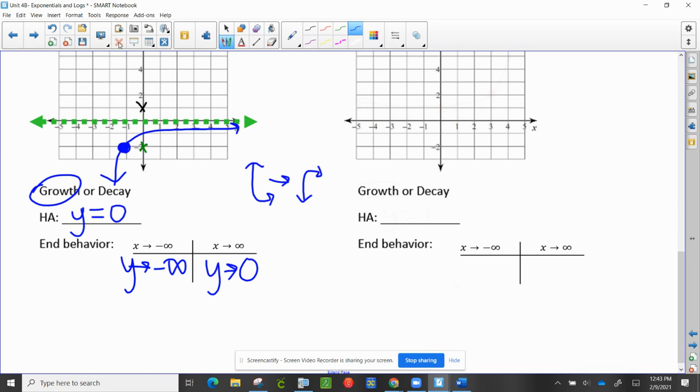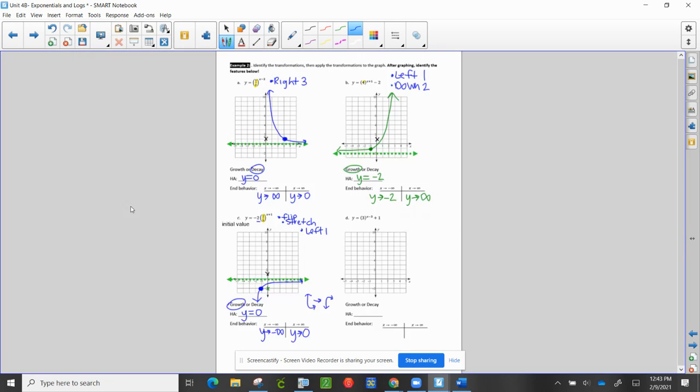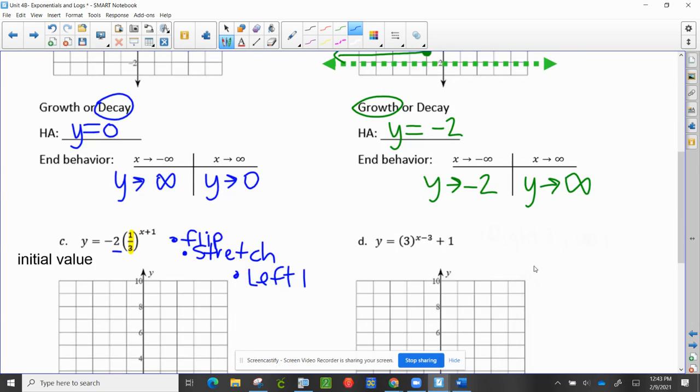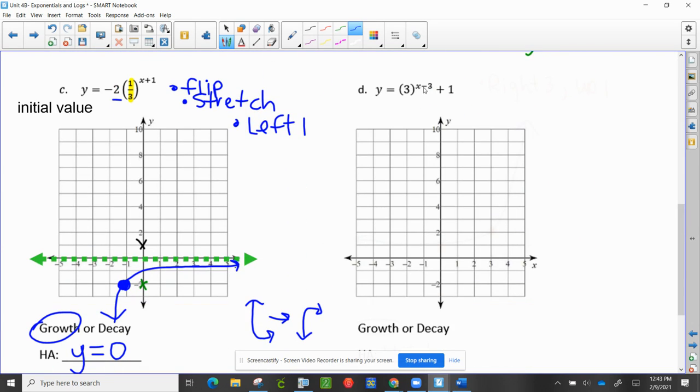Okay. So I'm going to have you guys try letter D. So you have 3 to the x minus 3 power plus 1. So start with what are your transformations? And again, 3 is not a transformation. 3 is the base. So you have 2 transformations. What does the minus 3 do? What does the plus 1 do? Start your graph off at 0, 1, and then do your 2 shifts. So let's see what you get for your graph here.